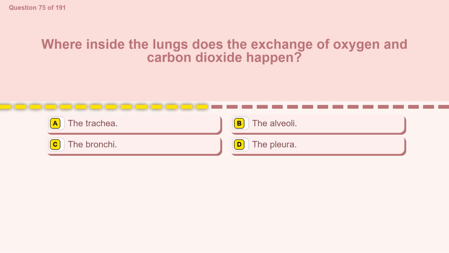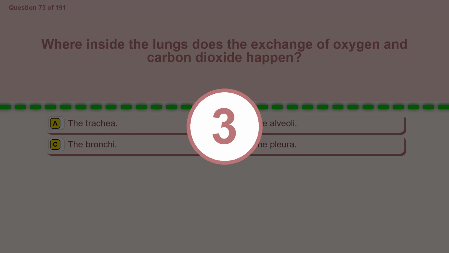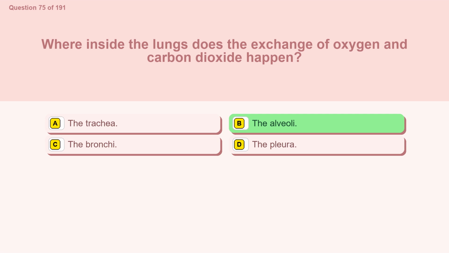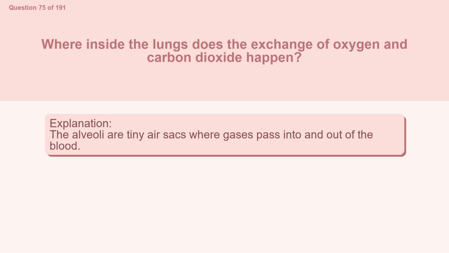Option A, the trachea. Option B, the alveoli. Option C, the bronchi. Option D, the pleura. The correct answer is option B, the alveoli. The alveoli are tiny air sacs where gases pass into and out of the blood.